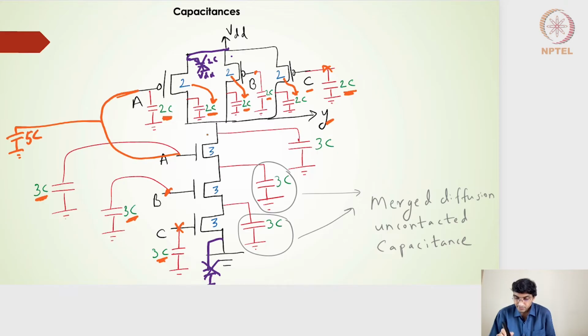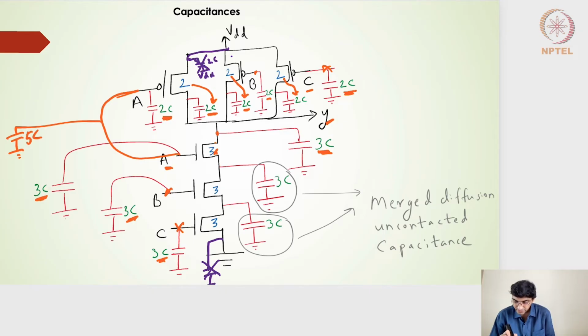All right, now coming to the pull-down side, I have transistor A, transistor B, and transistor C, which are connected in series. All these transistors also have the depletion, parasitic, or diffusion capacitances associated with their terminals, drain and source, with respect to the body. So if I consider transistor A on the drain side, it shows a capacitance of 3C here, because the scaling is 3, connected to the body, which is nothing but grounded, right?